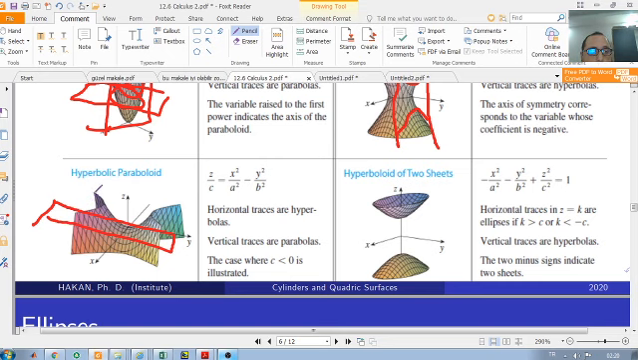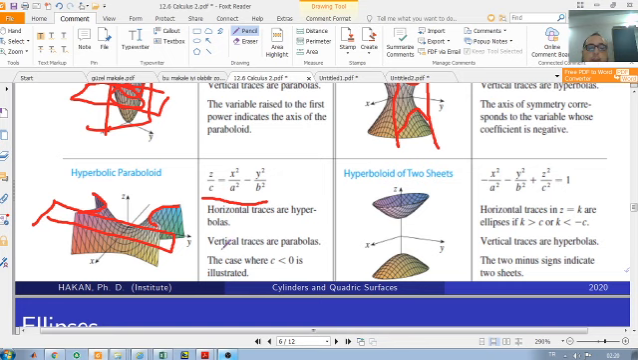You can see also from here, horizontally we have a hyperbola which is actually parallel to the xy plane, because if you write any number for the variable z, you will obtain a general equation of the hyperbola in the xy plane in two-dimensional coordinate system, if you write any number for z.